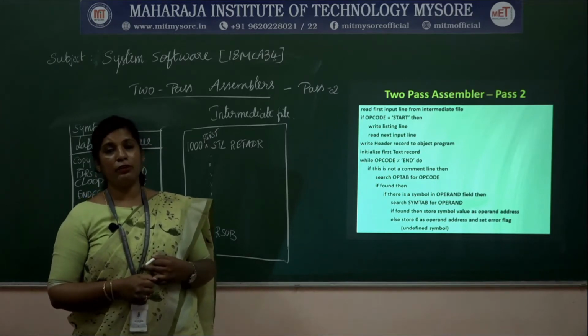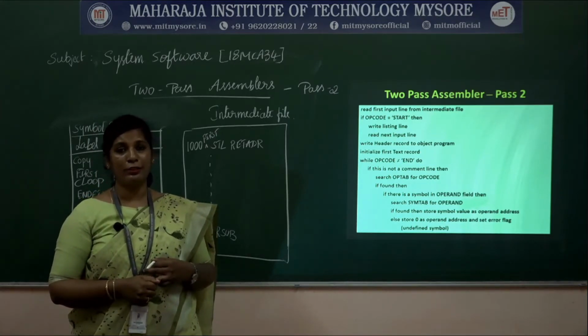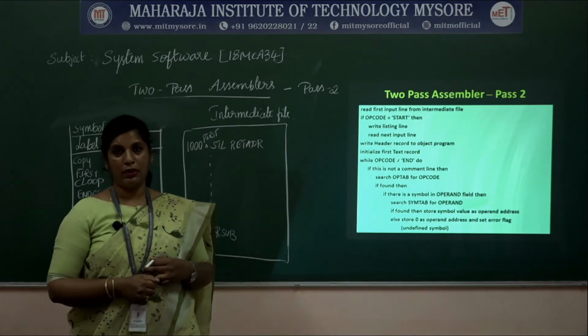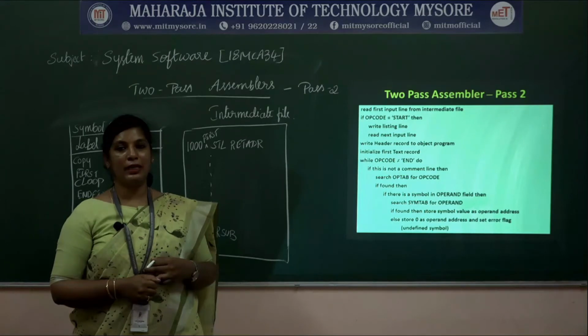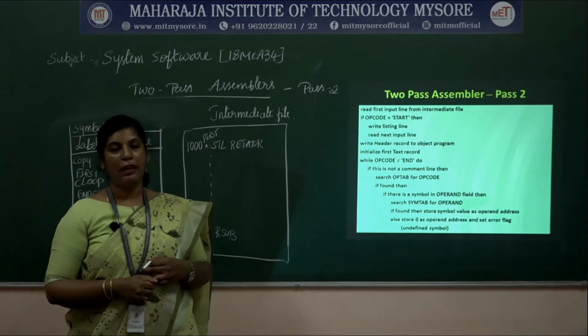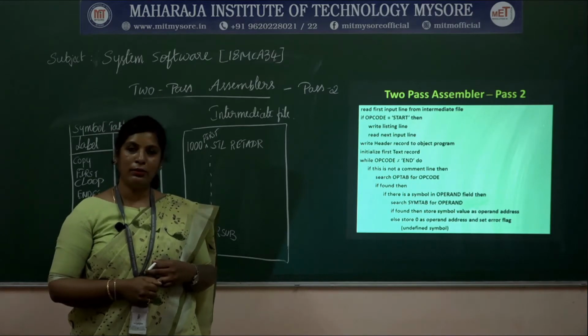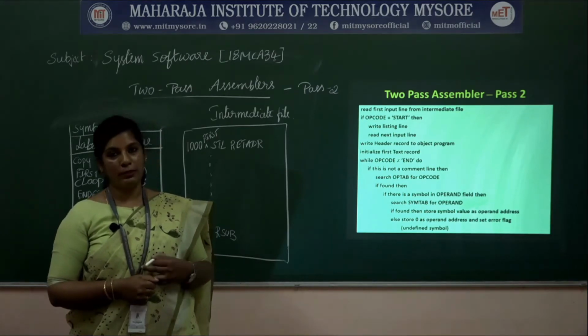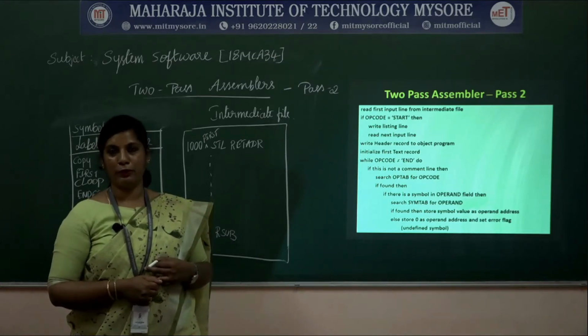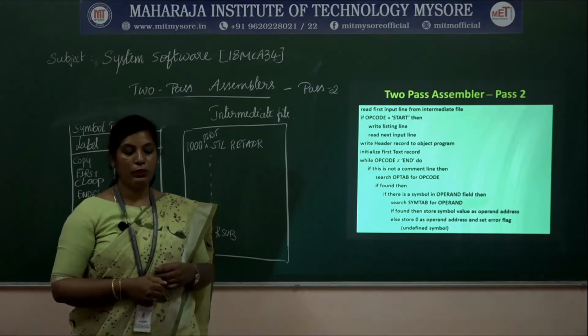If it encounters any symbol in the label field, it is going to search for that symbol in the symbol table. If it is already there, it is going to set an error flag, a duplicate entry. If it is not there, then it is going to enter that particular symbol into the symbol table along with the current location counter value. Then it is going to move to the mnemonic field.